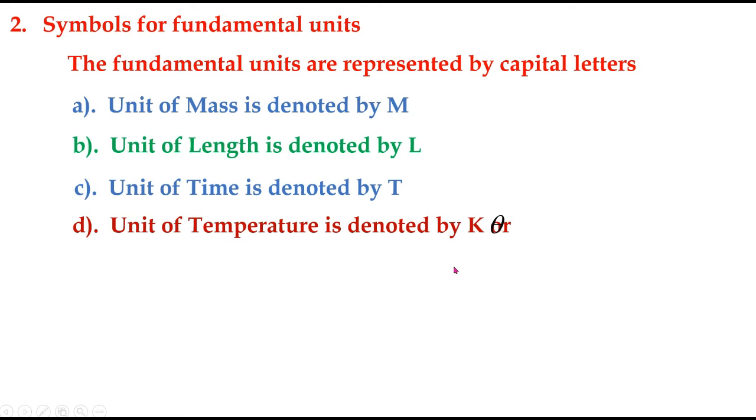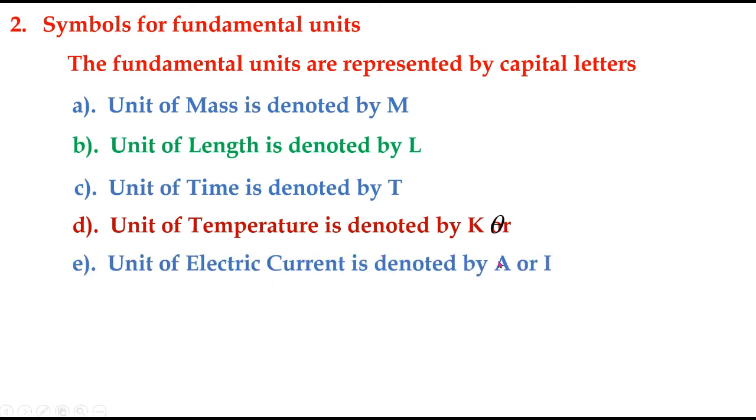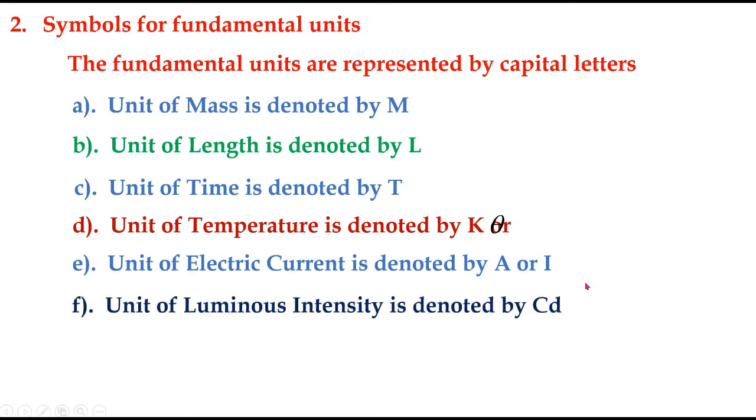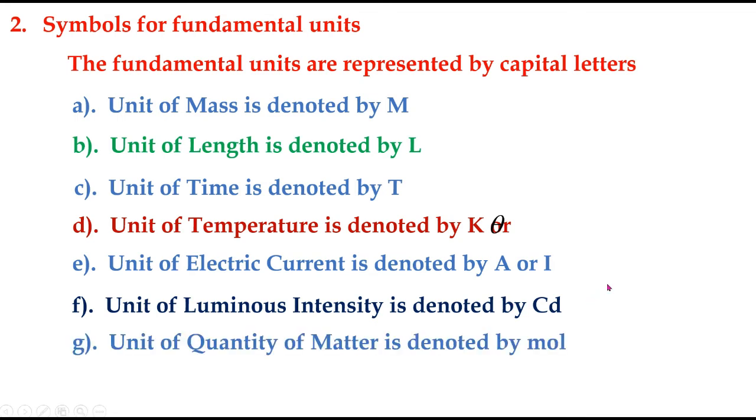Unit of temperature is denoted by K or theta. Unit of electric current is denoted by A or I, capital letter A or capital letter I. Unit of luminous intensity is denoted by cd, capital letter C, small letter d. Unit of quantity of matter is denoted by mol.